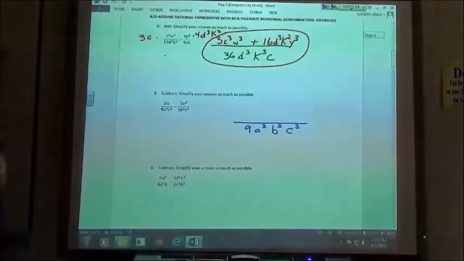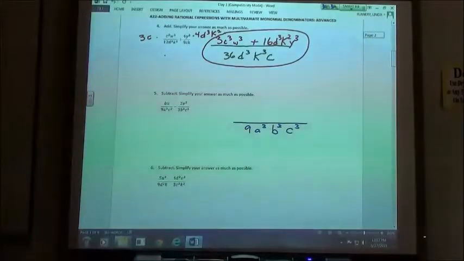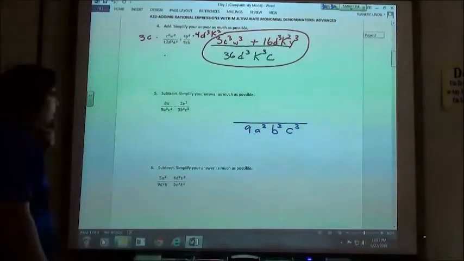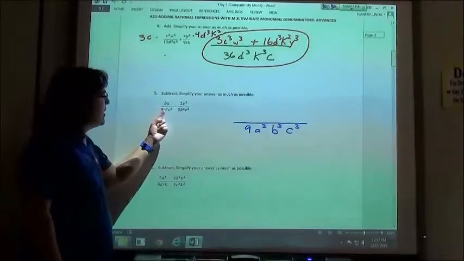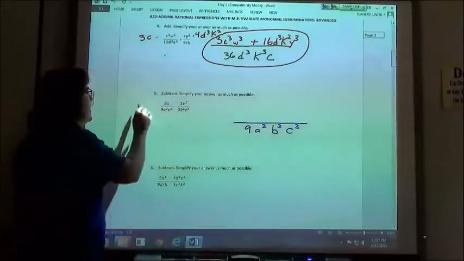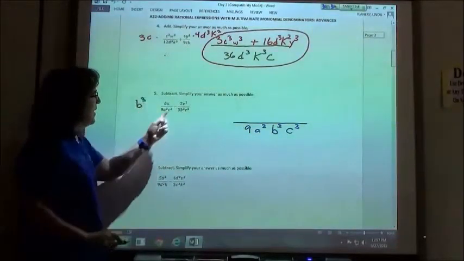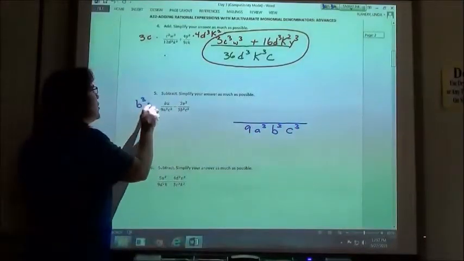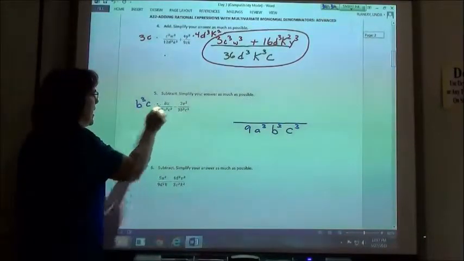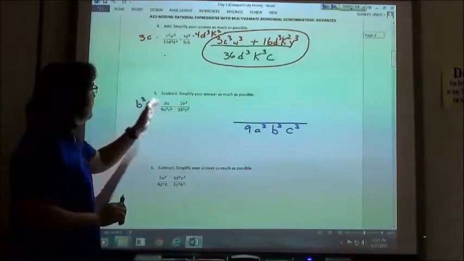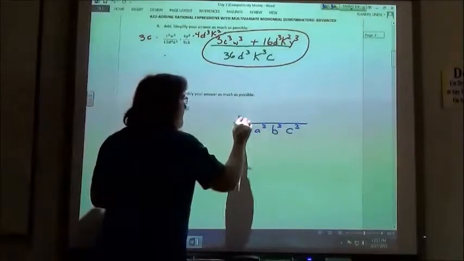So 9, a to the third, b to the third, and c to the third would be your least common multiple. So I've already got the 9, I've already got the a to the third. I need a b to the third. And I have a c squared, but I need a c to the third, so I need another c. So times what I've got up on top there, I'm going to get b to the fourth c.